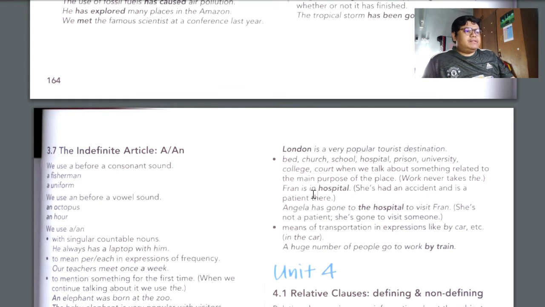Contohnya kat sini, friend is in hospital, she had an accident. Okay, dia masuk hospital sebab ada kemalangan, dia terlibat dalam kemalangan. Tapi kalau kat sini, Angela has gone to the hospital to visit friend. Nampak, dia pergi ke hospital tu tapi bukan sebab sakit, tapi sebab melawat. So baru kita boleh pakai artikel the dekat situ.